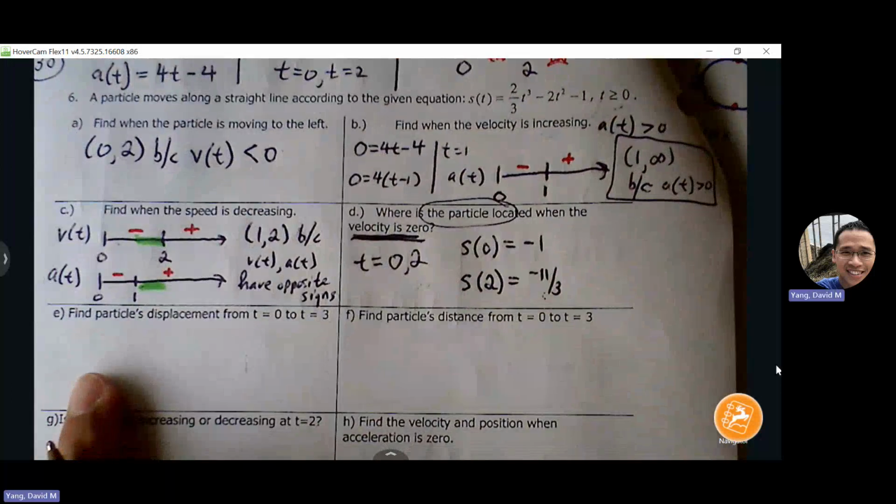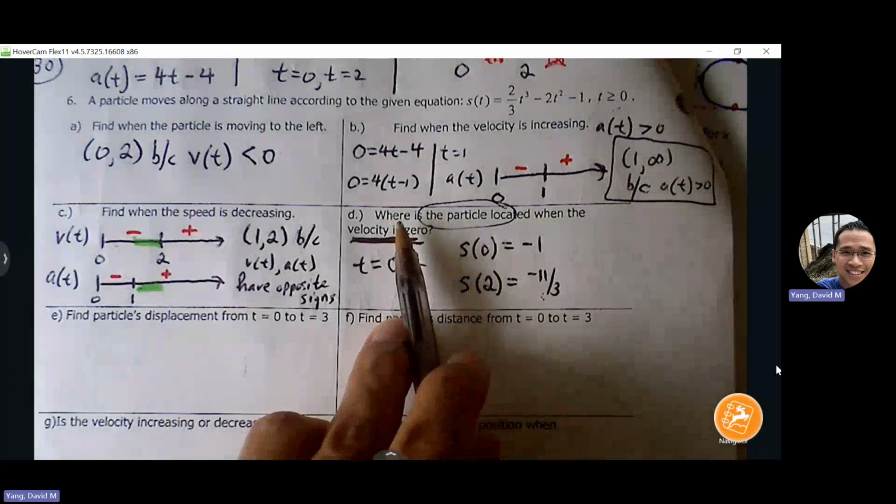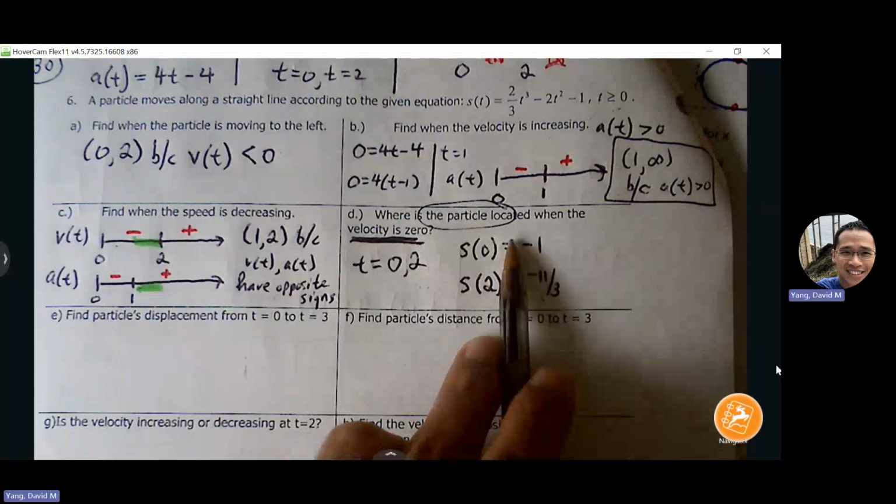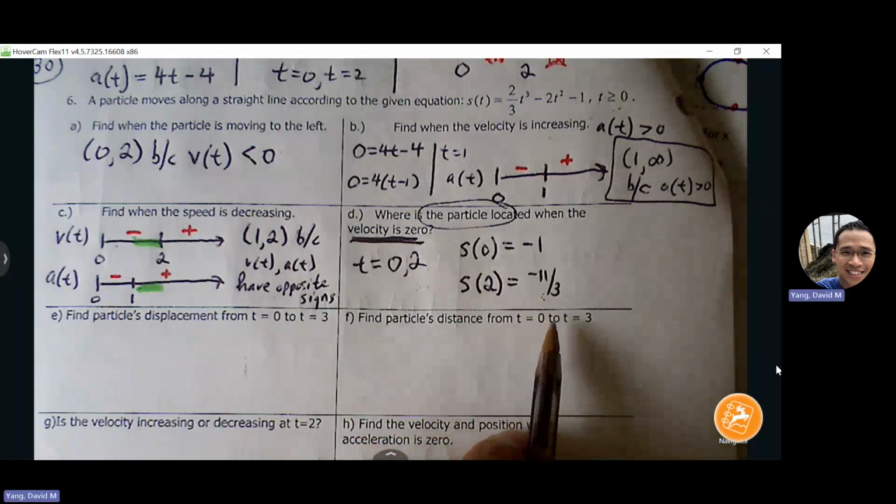Okay, everybody good so far? So you see the position? Yeah, because it says where is the particle located. So where is the location question? Location deals with position. And just to answer, you just keep it like that. These are just locations that sit on the number line.